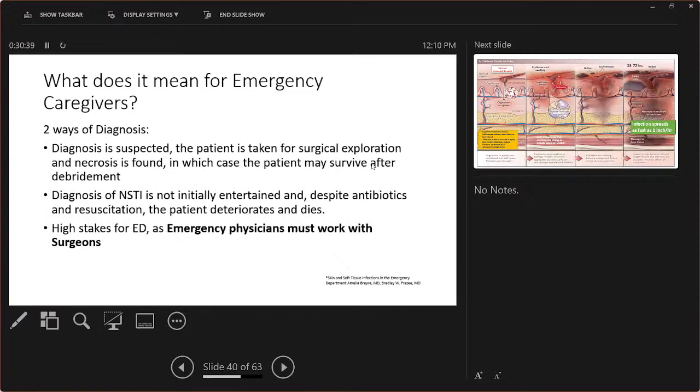What does necrotizing fasciitis mean for the emergency department? This infection develops very rapidly, around 1 inch per hour. So either we diagnose the patient immediately and go ahead with surgical exploration and the patient might survive, or we do not diagnose and the patient will deteriorate. And this is quoted from an article.